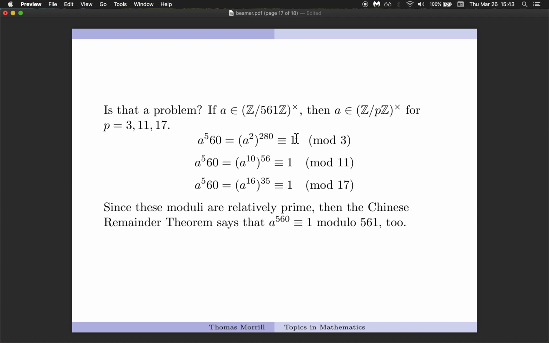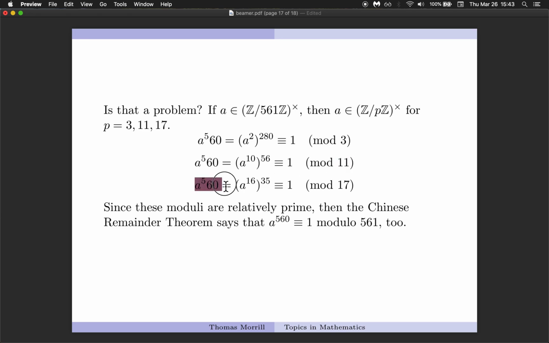So I can pass the Fermat equation mod 3. Let's do that for 11 as well. A to the power 560 I can rewrite as A to the power 10 to the power of 56. 10 was the exponent that makes A 1 modulo 11. So A to the power 10 is equivalent to 1 modulo 11. And again, 1 to the power 56 is 1. So I have passed the Fermat equation mod 11.